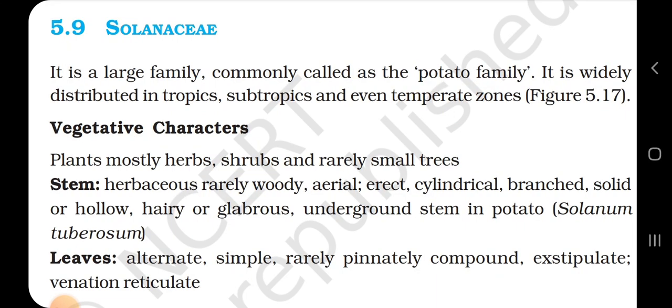5.9 Solanaceae. It is a large family commonly called the potato family. It is widely distributed in tropics, subtropics and even temperate zones. Figure 5.17. Vegetative characters. Plants mostly herbs, shrubs and rarely small trees. Stems herbaceous, rarely woody, aerial, erect, cylindrical, branched, solid or hollow, hairy or glabrous. Underground stem in potato, Solanum tuberosum. Leaves alternate, simple, rarely pinnately compound, exstipulate, venation reticulate.